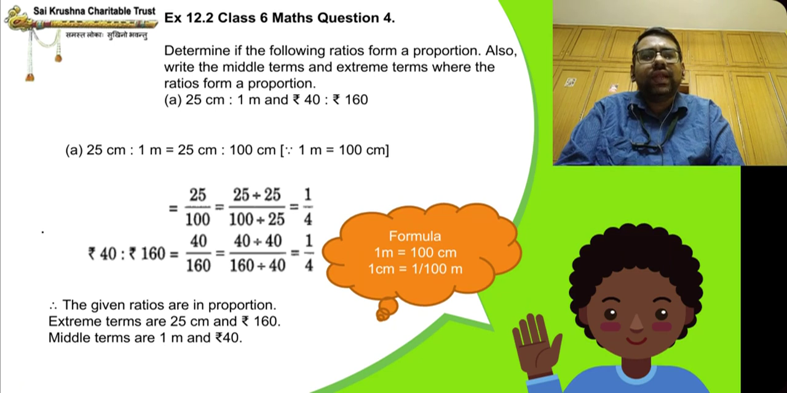Here, what is the rule in ratio? We can compare two ratios only if they have the same unit. Centimeter and meter is there.